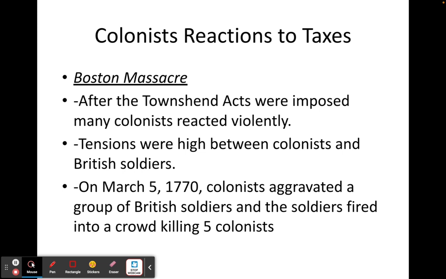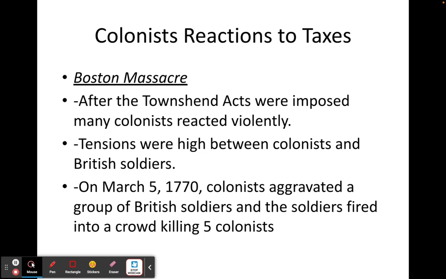And then after the Townshend Acts, many colonists begin to react violently. They attack soldiers in the streets. One city in particular that had a lot of protests happening was Boston in Massachusetts. Remember, a lot of these taxes are on goods that are being brought into the colonies. Boston is a major port where a lot of these goods are shipped in and shipped out. So they will have to face the tax a lot more than maybe some other places would. So tensions are very high between the colonists and British soldiers that are in the colonies.